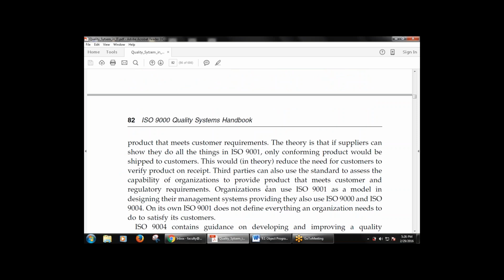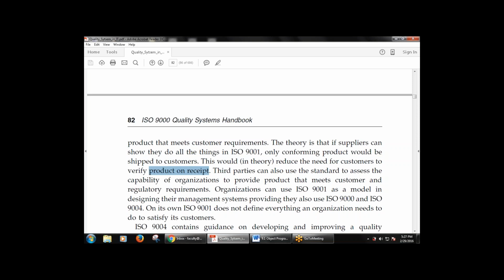The theory is that if suppliers can show they do all the things in ISO 9001, only conforming product would be shipped to the customers. This would, in theory, reduce the need for the customer to verify the product on receipt.